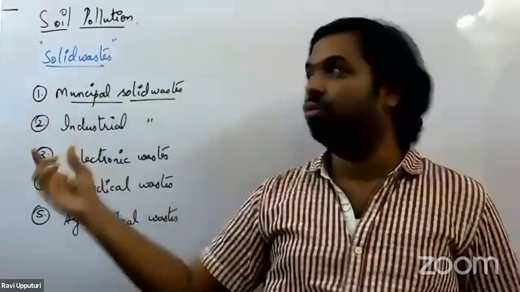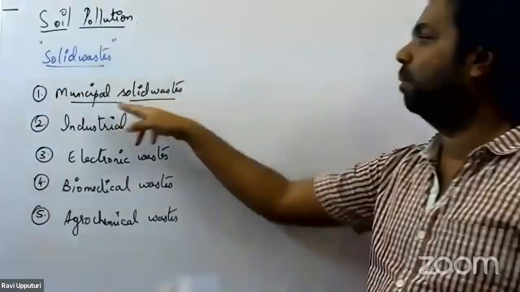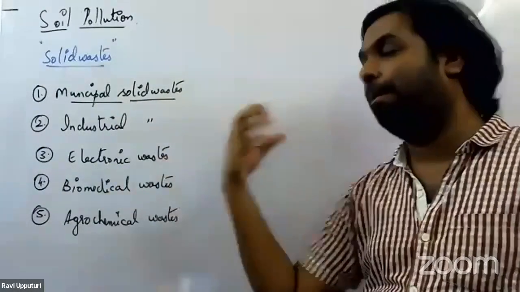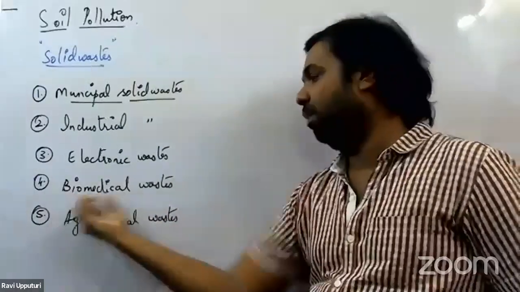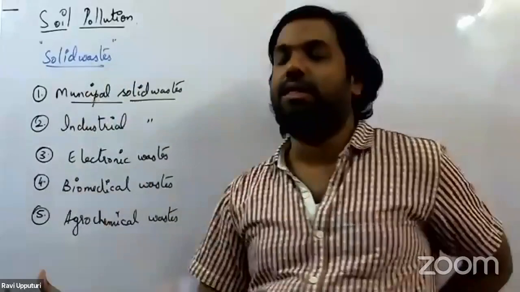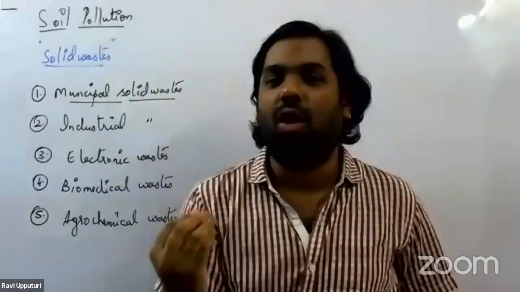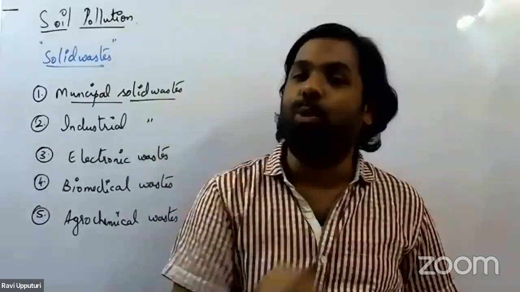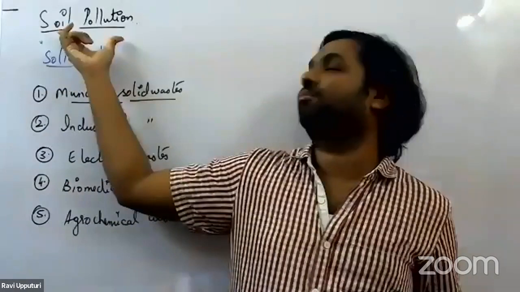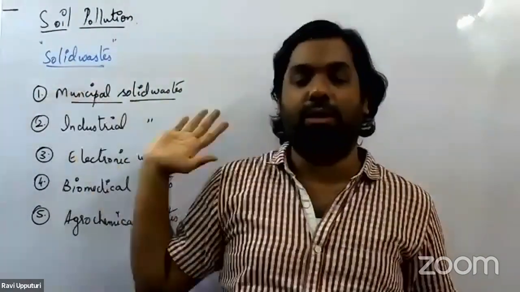And the major source of soil pollution is solid waste. From where do we get solid waste? We get solid waste from the households, offices, industries, from the electronic appliances which are discarded, from the biomedical services, from the agricultural products. From all of these, solid waste is released, and all of it is disposed into the soil, and everything together brings about soil pollution.